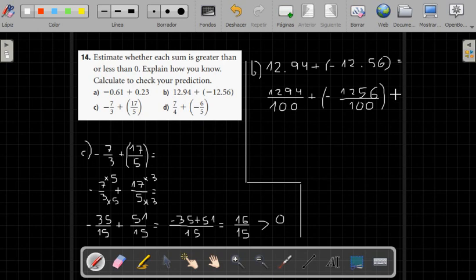Okay, now we have two signs separated by a parenthesis right here. We must multiply them. 1,294 over 100, and positive multiplied by negative, it's negative. Más por menos, ¿verdad? Menos. 1,256 over 100.